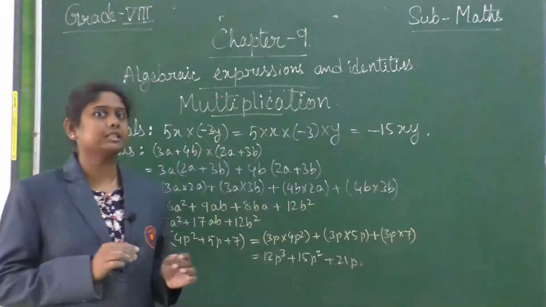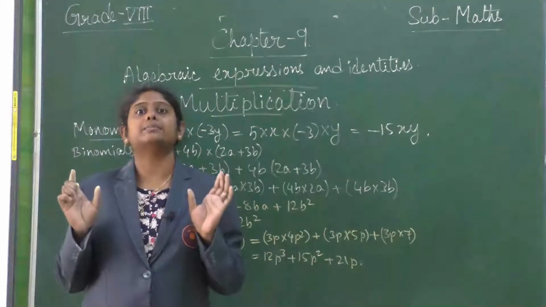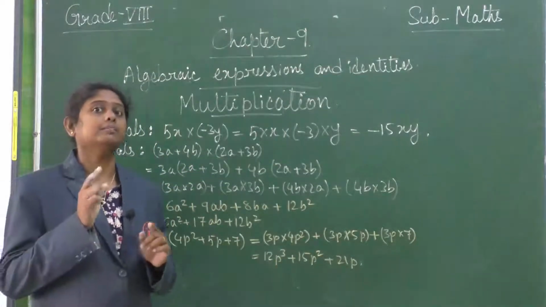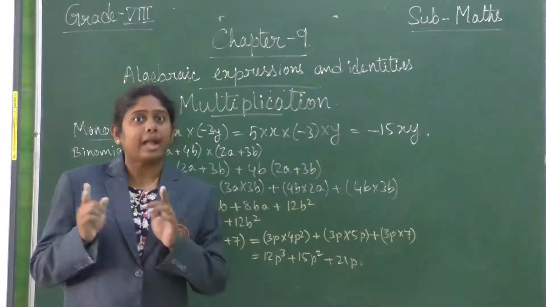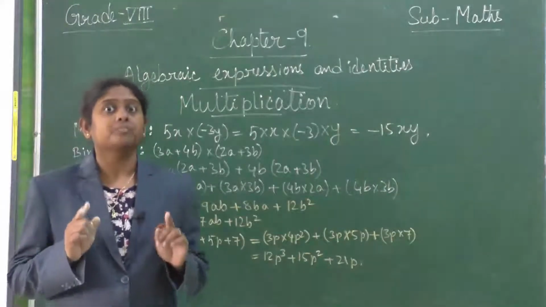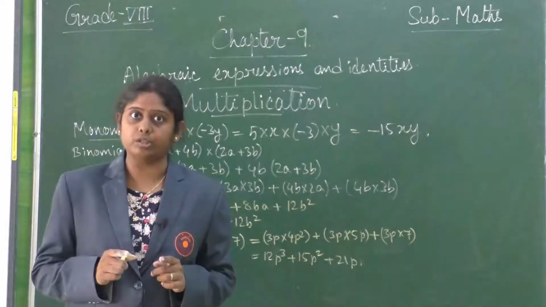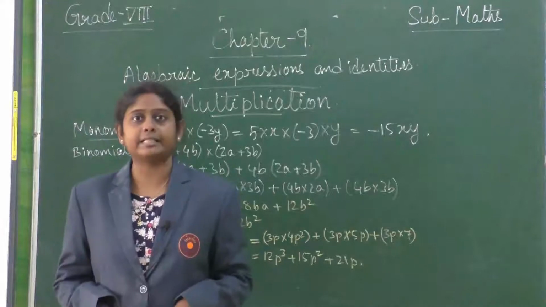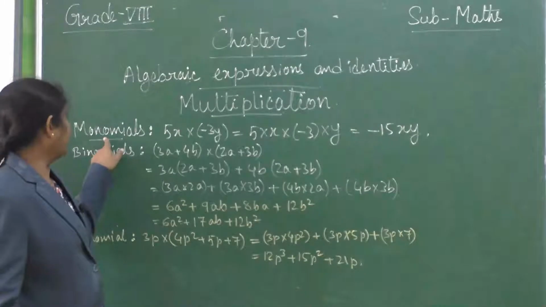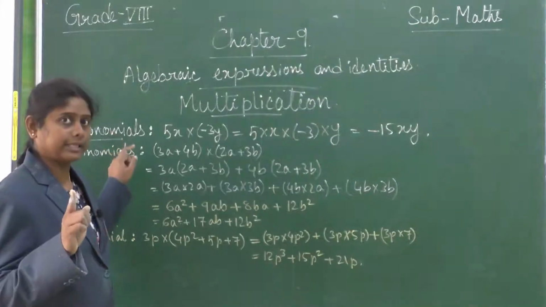For multiplications, we need to put the multiplication sign between two algebraic expressions. Then we need to multiply the coefficients together and the variables together. If the variables are the same, then we have to add the exponents also. Now check the examples of that. First we will check the examples for monomials.